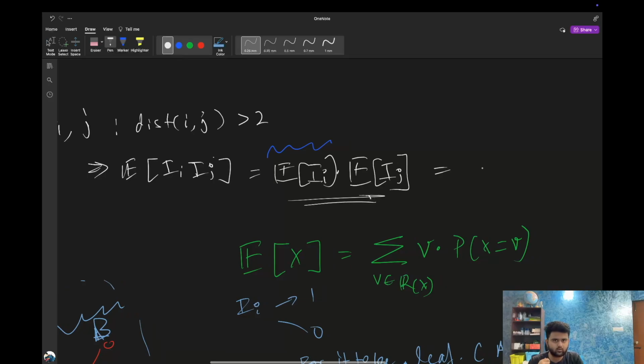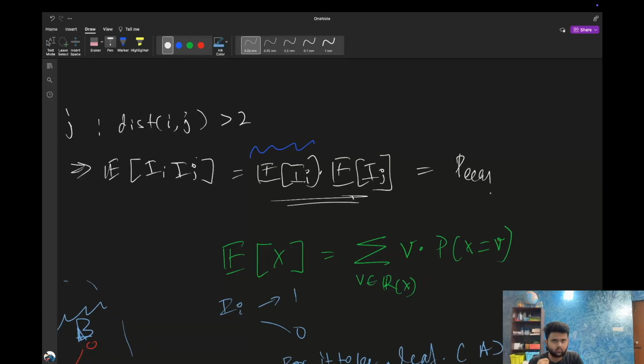So this is equal to P leaf I times P leaf J. So now we have sorted the case when you have distance greater than 2.